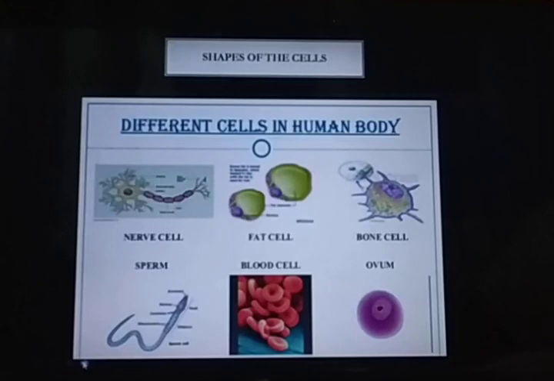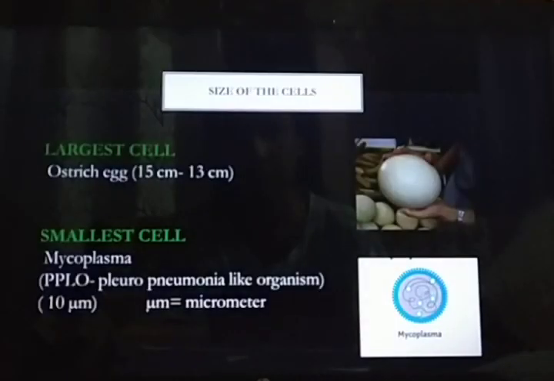And when the shapes are different, the sizes also vary. The largest cell that has been found is the ostrich egg. It is about 15 centimeters by 13 centimeters. You can see it here. It is oval in shape. From here it is 15 centimeters. Here it is 13 centimeters.